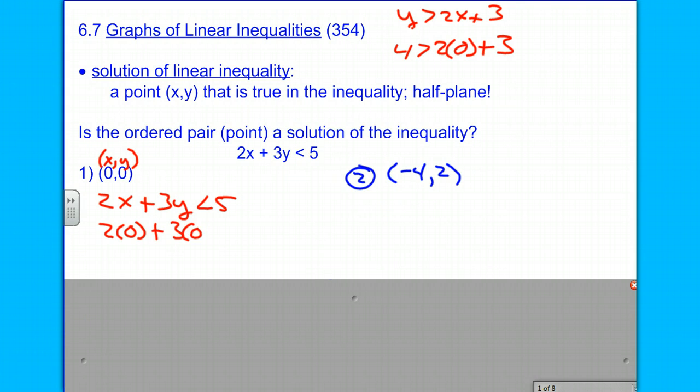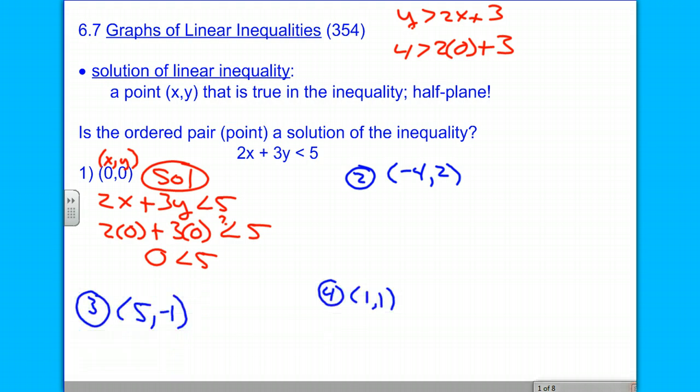We plug in 0 for x and 0 for y. And I'm going to put a little question mark over that sign. Is this true? Is 2 times 0 plus 3 times 0 less than 5? And it is, because what do we have on the left? 0. 0 is less than 5. So we would say this is a solution. Okay? So go ahead and test all of these points and determine which ones are solutions and which ones aren't. Okay? And then come back and check your work here.